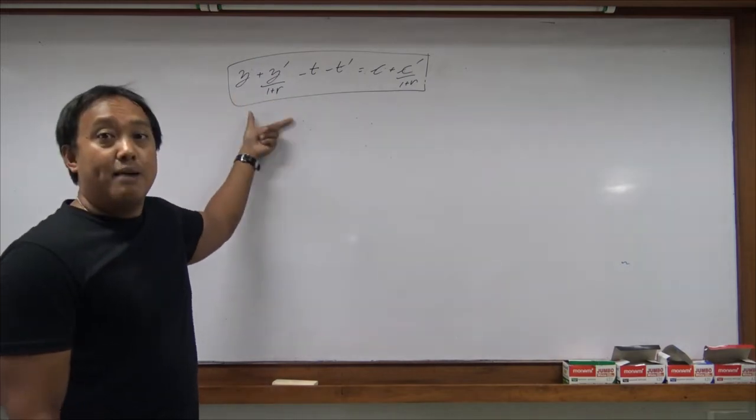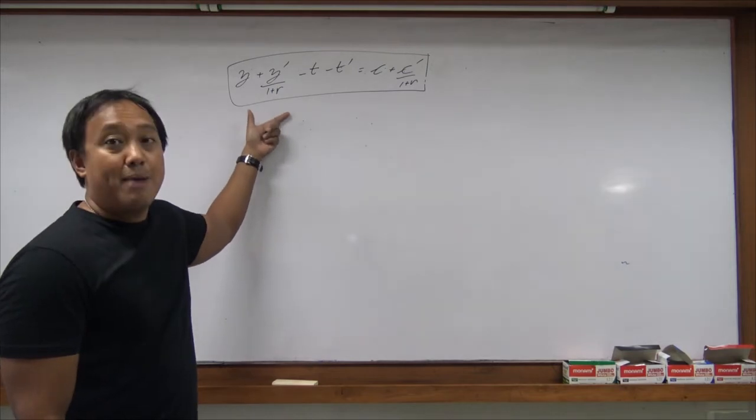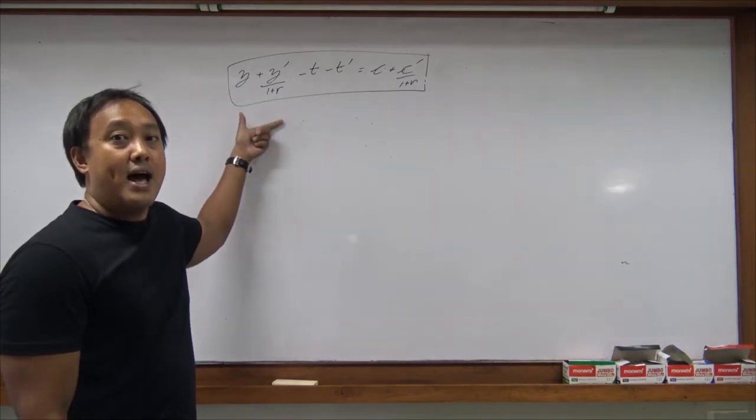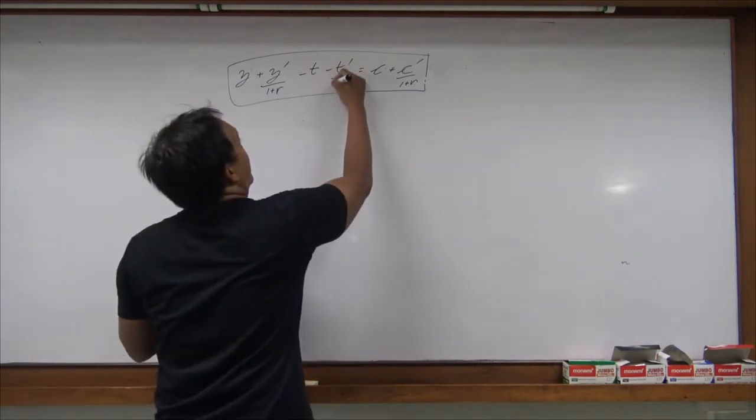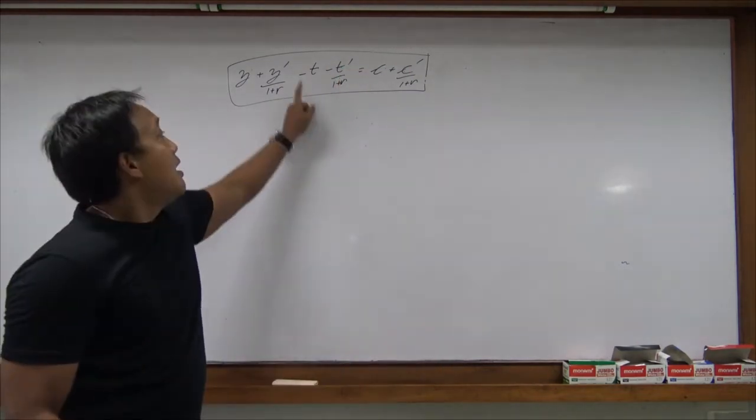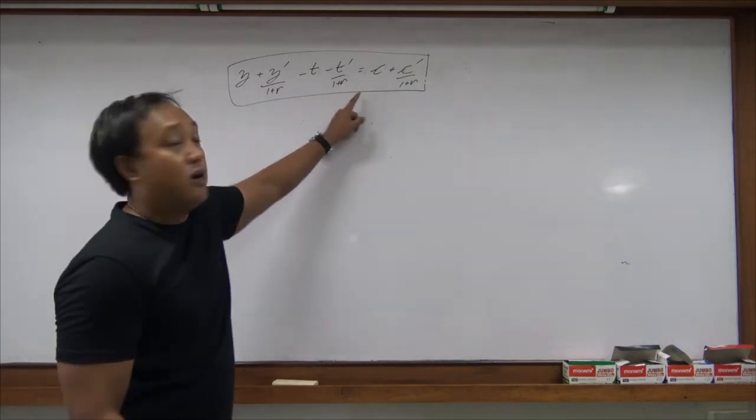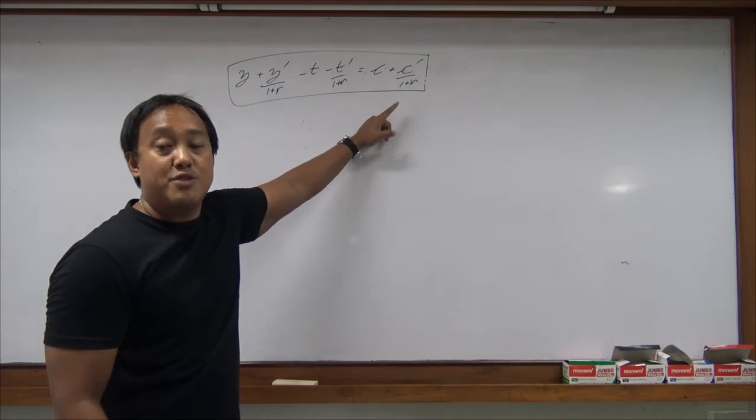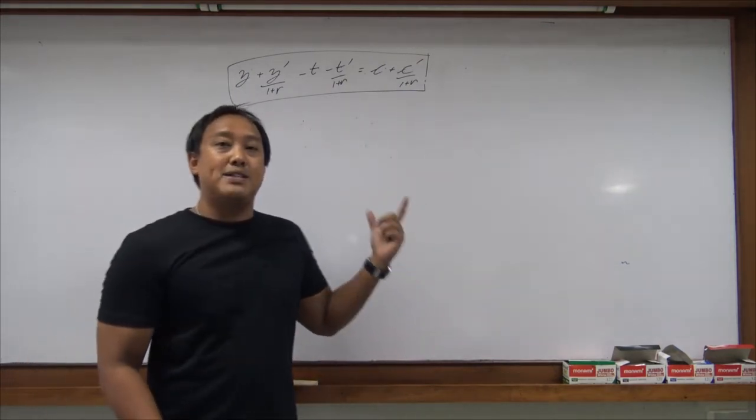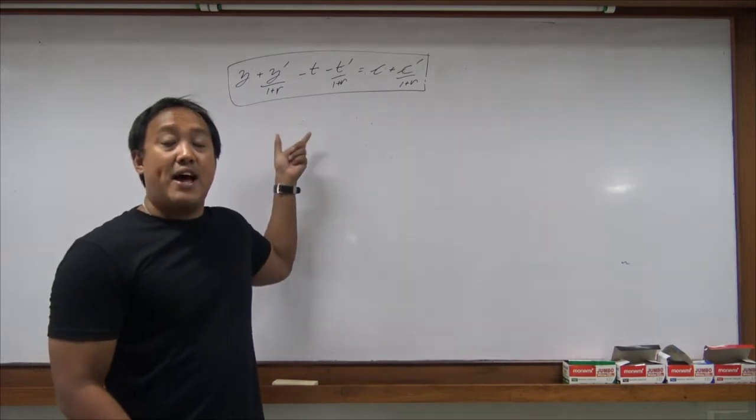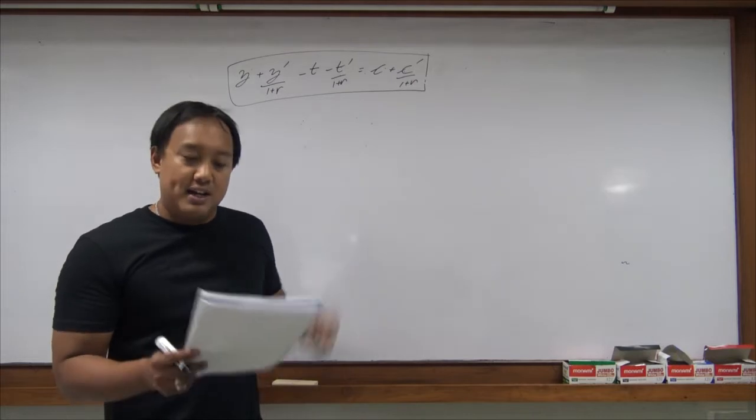You have income today and income tomorrow, discounted to present value: y plus y prime over 1 plus r. This is lifetime income, minus lifetime tax: tax today minus tax tomorrow, discounted to present value, equal to consumption today plus consumption tomorrow, discounted to present value. So lifetime income minus lifetime tax should be equal to lifetime consumption. This is what we learned.